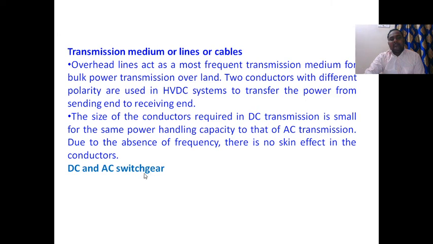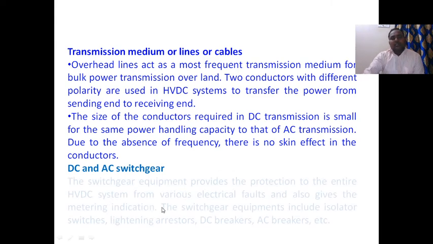DC and AC switchgears. Normally, switchgear equipment is protective equipment. Here HVDC consists of both AC and DC systems, so the protection is required in both AC and DC. The protection devices are lightning arresters, circuit breakers, relays. These are the protective equipments.